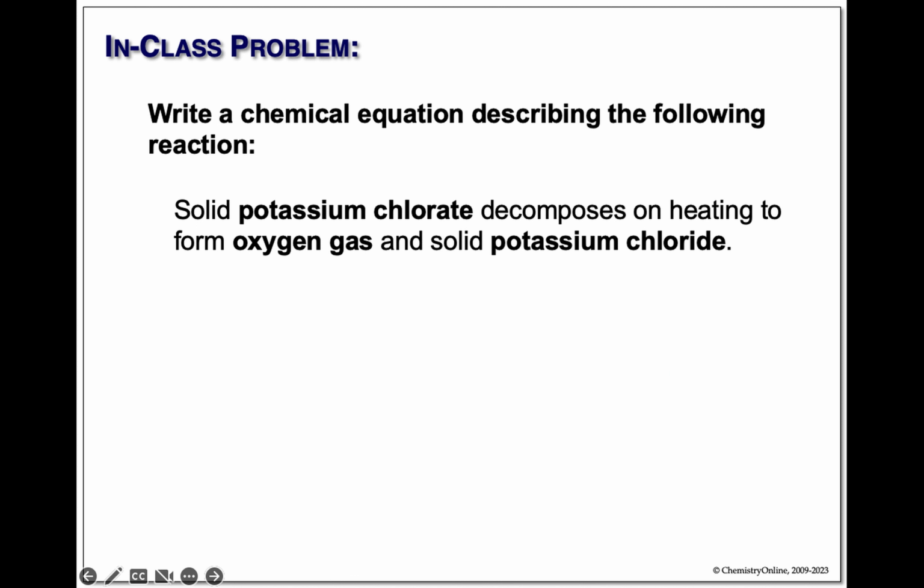We have potassium chlorate. We remember the chlorate, the parent of the chlorine family, ClO3 minus 1 charge. Potassium, group 1 metal, plus 1 charge. That's it.